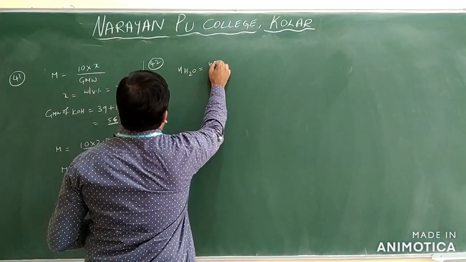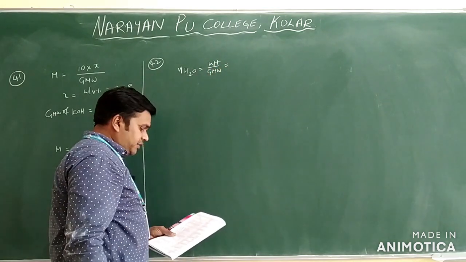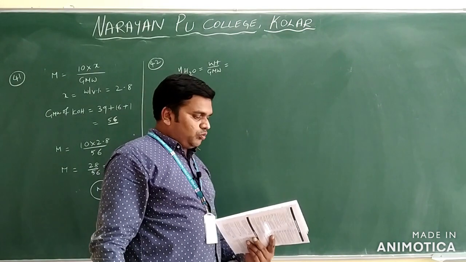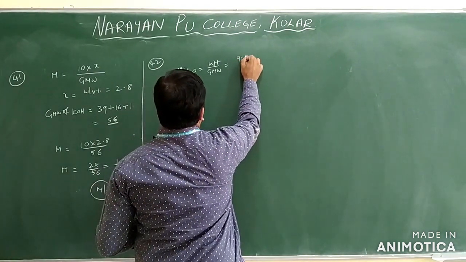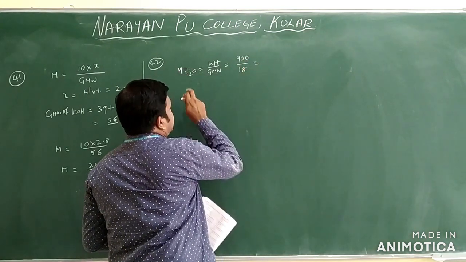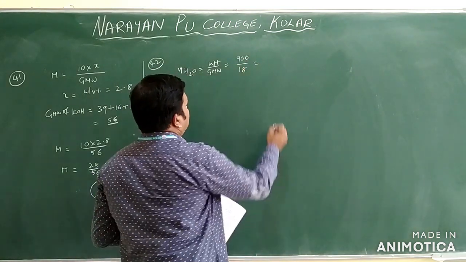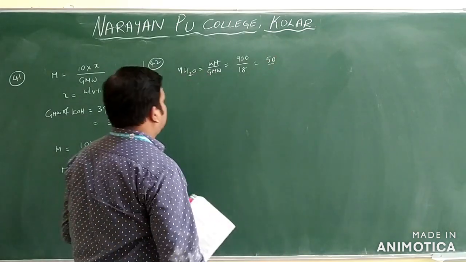Now I will write number of moles of water. Number of moles of water is equal to weight of water by gram molecular weight. The weight of water, how much is given? 900 grams only. So 900 by 18, I will write here, because it is 2 plus 16, how much? 18 only. So how much you will get here? The answer you will get is 50 moles only.